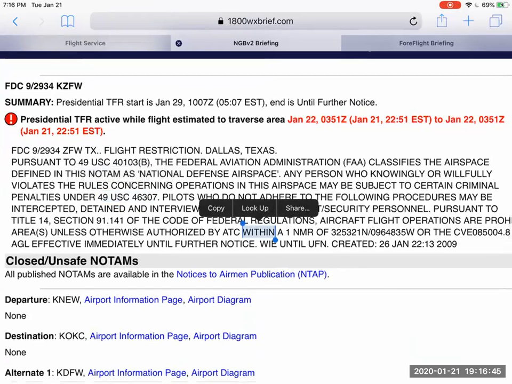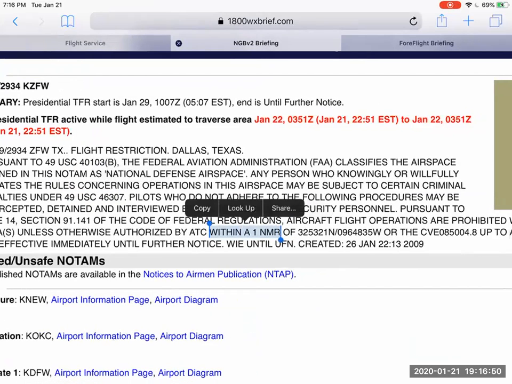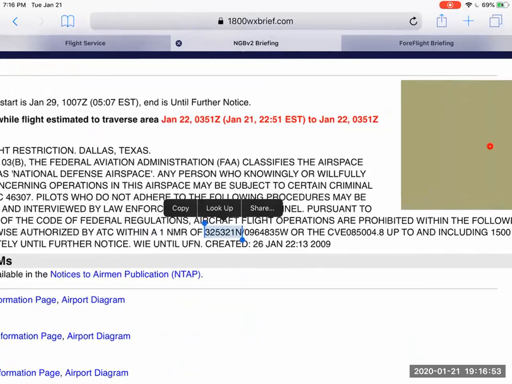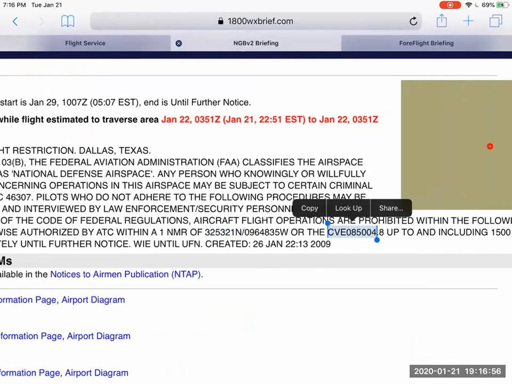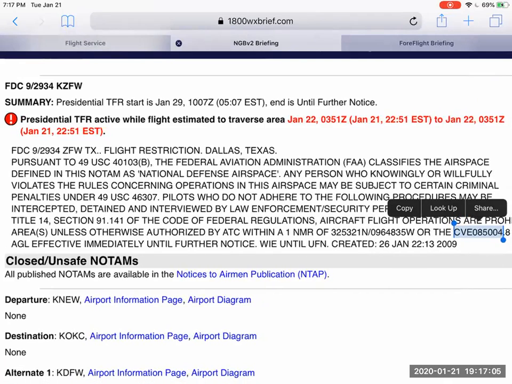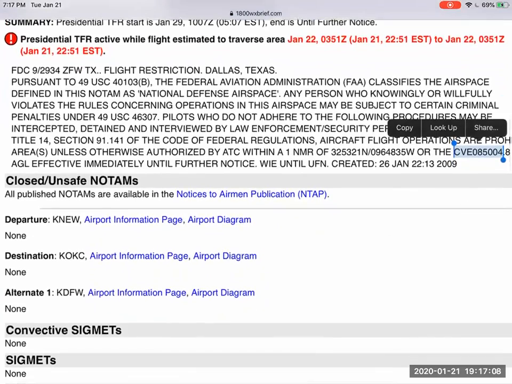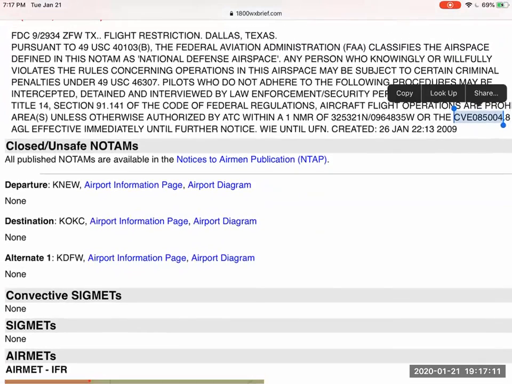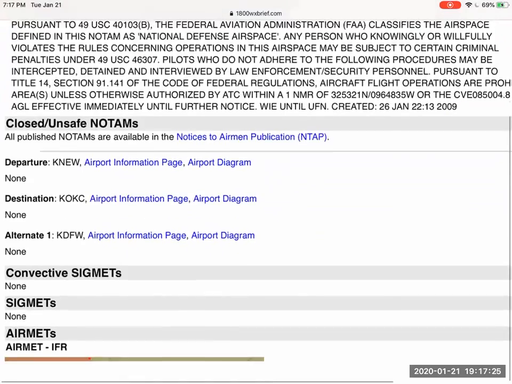Well, we can see, unless you're authorized, it's a 1 nautical mile radius. And then, of course, they center it in that latitude or longitude or off of this VOR at that degree bearing off of the VOR. So in this case, 85 degrees at 4.8 miles, up to and including 1,500 feet. So it's a 1 nautical mile radius. It's 1,500 feet tall. Should certainly be circumnavigable at the worst case scenario. Other than that, we're not getting any notifications for closed or unsafe notices to airmen for runway closures or any other significant concerns in regards to that.